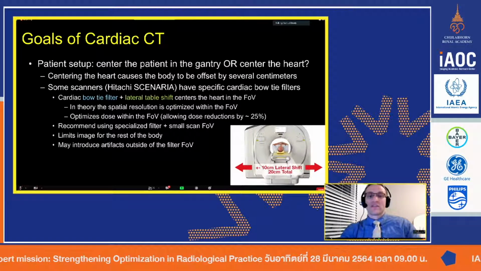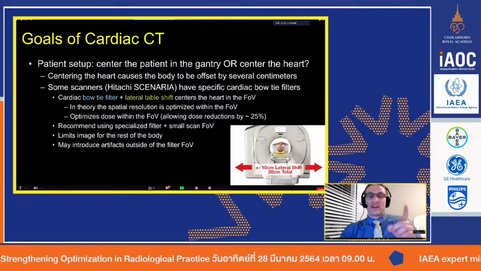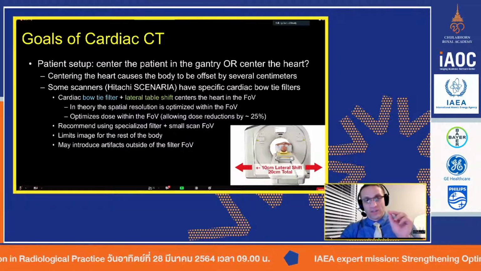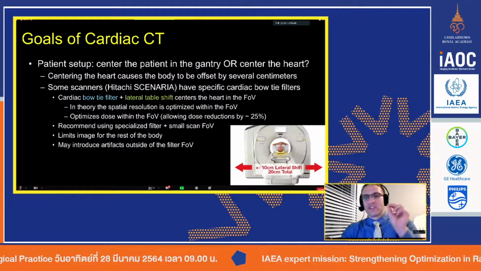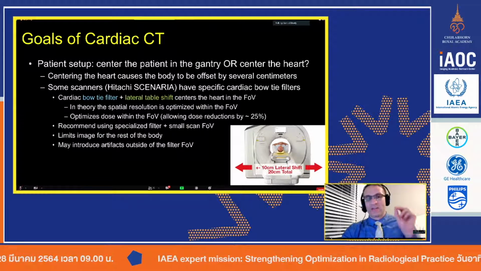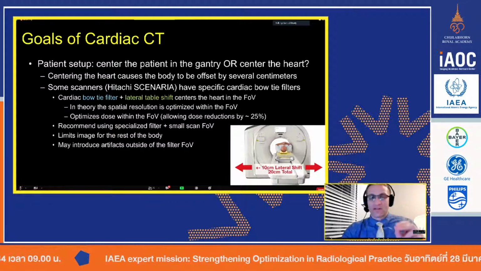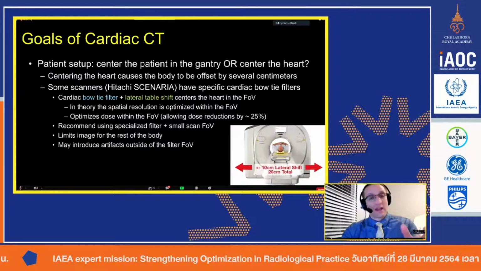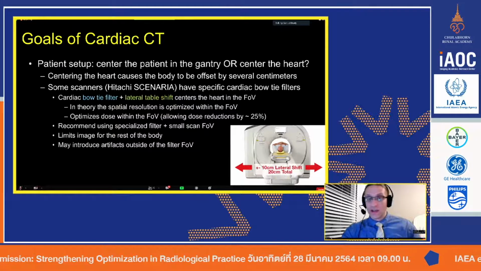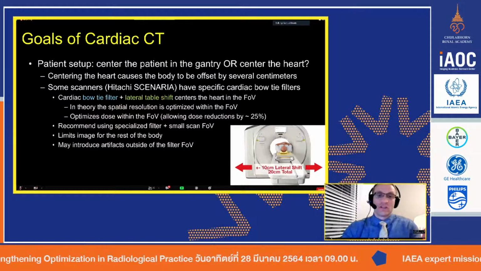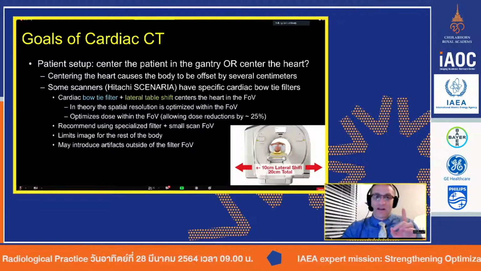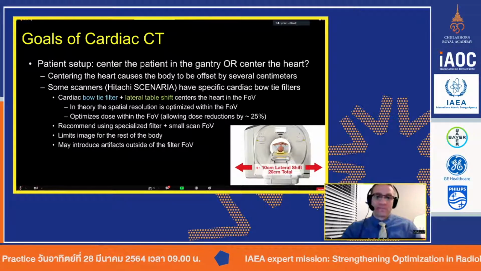And so the answer is, should you set up the patient in the center or the heart in the center? I personally believe now the right answer to that question is it depends on the scanner you have. If the scanner is optimized for a heart-centered approach, then yes, you could do that. If you do not know if your scanner can do that, you can reach out and talk to the vendor of your scanner. But the safest bet is just to put the patient at the center too.